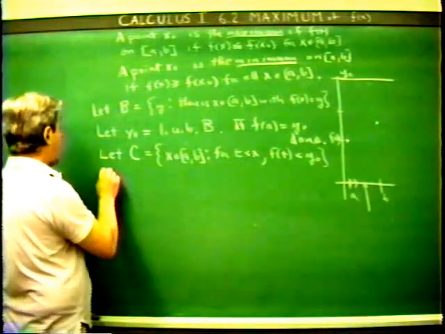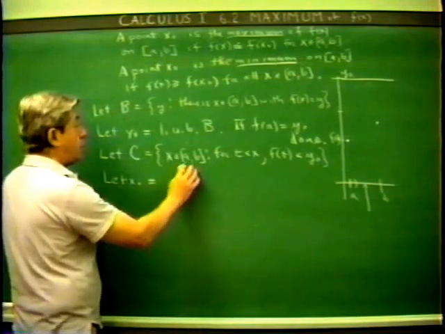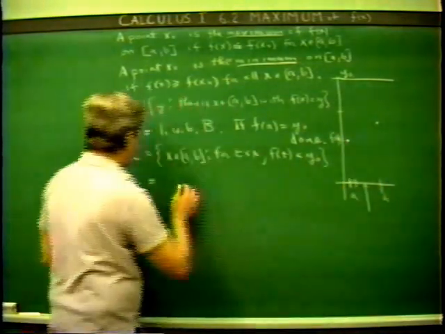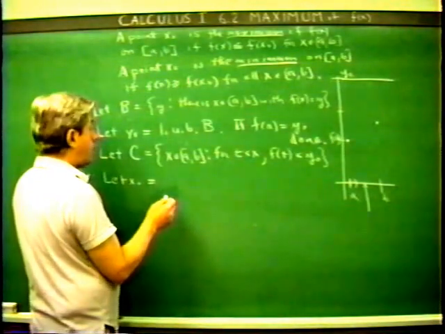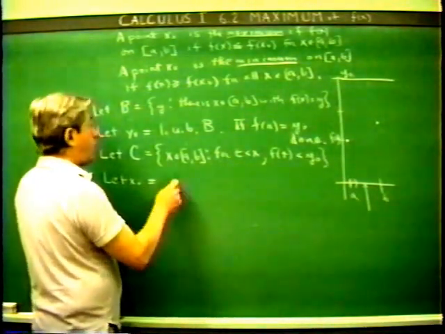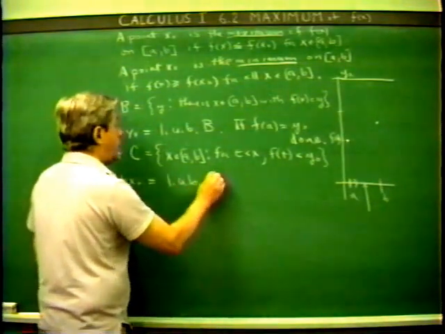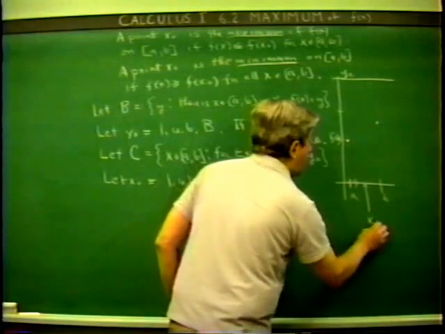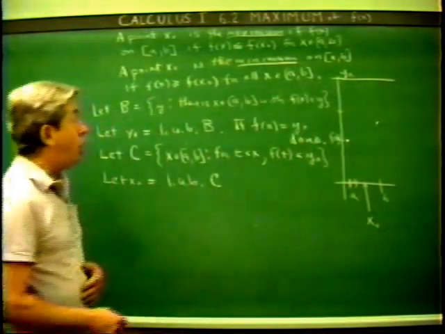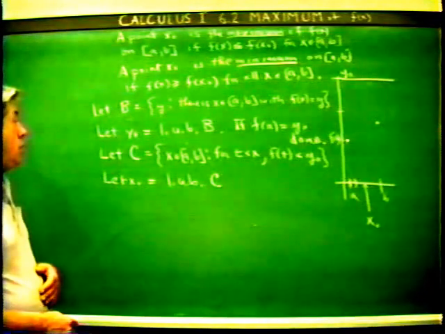Now what we want to do is let x naught be equal to... the set's not empty, it's bounded above by b, and so let x naught be equal to the least upper bound, or supremum, of c. This is going to be our x naught. And for that number x naught, we're going to claim that f of x naught is equal to y naught.